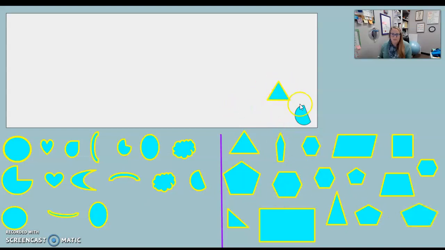All right, what about this triangle? Side 1 or side 2? Yeah, it's going to go over to side 2. There it is. All right, and then last but not least, what about this one? Side 1 or side 2? Yeah, it's going over here to side 1.